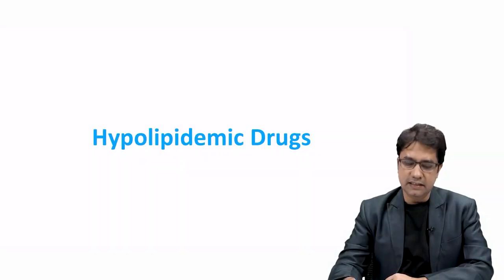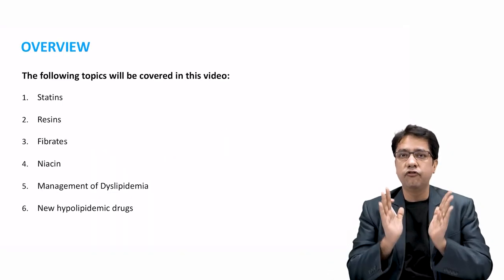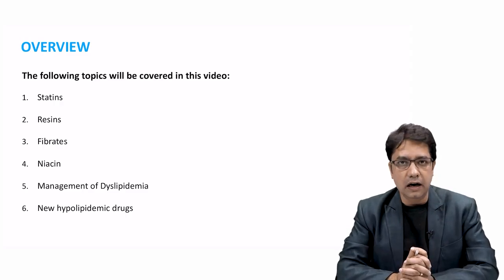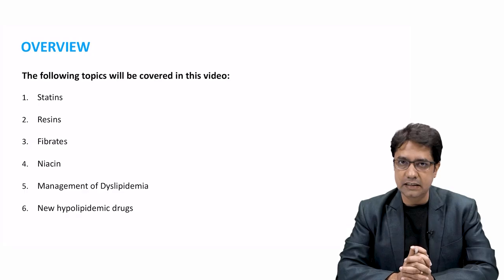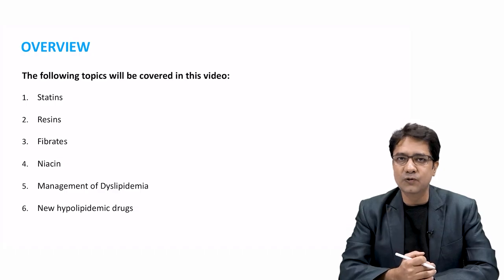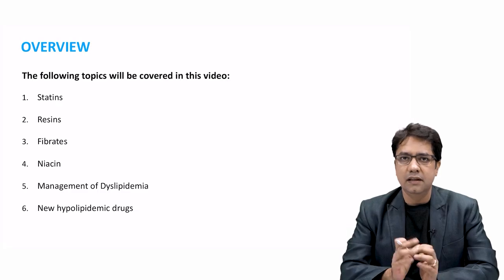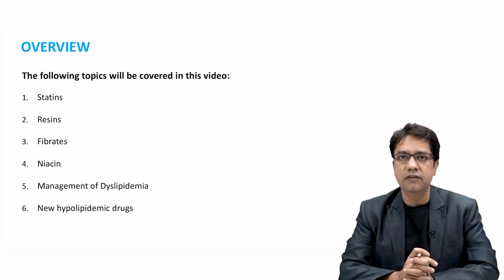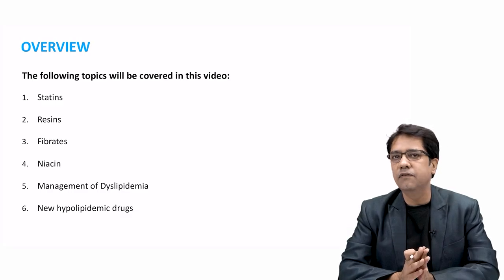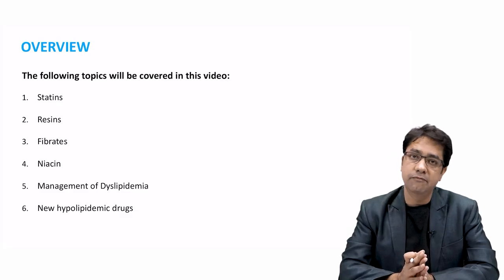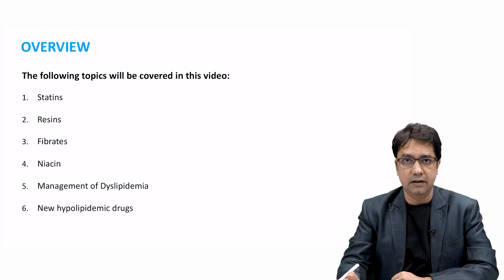Hello students, so now we will discuss hypolipidemic drugs. In this section, first we will discuss the four major classes of hypolipidemic drugs, that is statins, resins, fibrates, and one vitamin which is used as a hypolipidemic drug, that is niacin or vitamin B3. Then we will discuss the management of dyslipidemias, and lastly we will discuss various new updates and the new drugs which have been approved as hypolipidemic drugs.